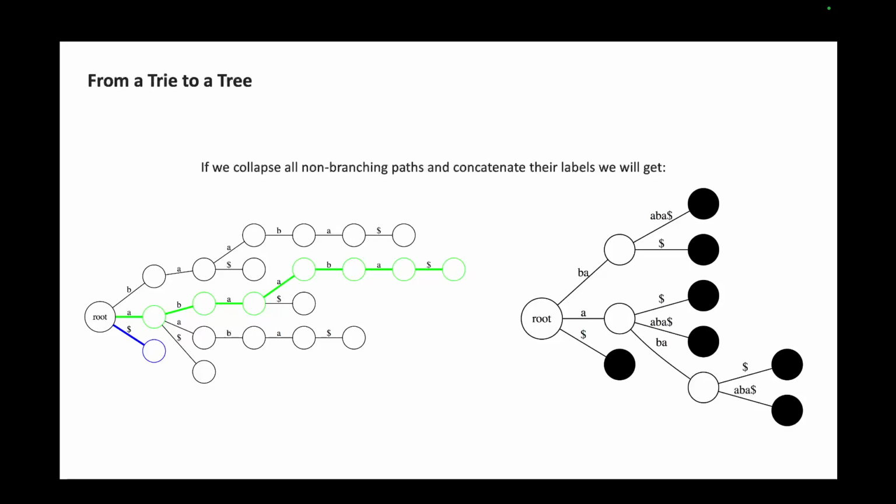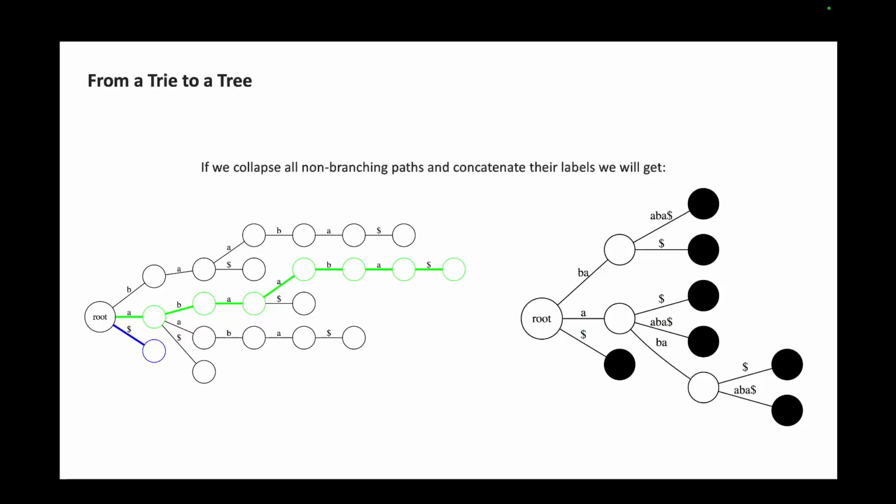Okay. Now we talked a lot about tries. Now what is actually a tree? A suffix tree is nothing but what you get if you collapse all the non-branching paths and concatenate the labels. Say for example, you collapse these paths here and you concatenate the labels like this. So this is ABA dollar. You collapsed all four edges, 1, 2, 3, 4, into one, ABA dollar, and then you collapse these two into one, BA, like this. So if you collapse these non-branching paths and concatenate the labels and create the data structure, what you'll get is basically a tree.